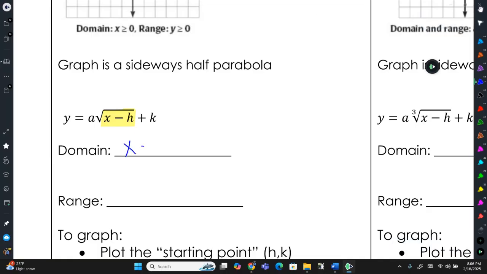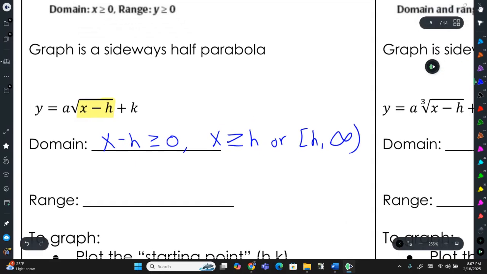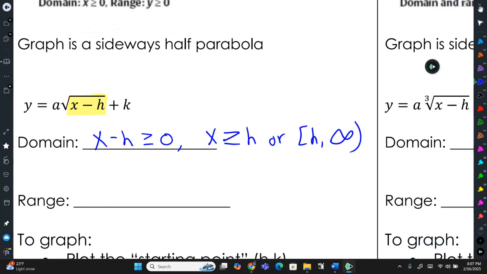One way is x minus h has to be greater than or equal to 0. Now, you can simplify this or generalize this and just say, oh, in this form, our domain is going to be x is greater than or equal to h, or h comma positive infinity. Those all mean the same thing. All three of those statements are true.